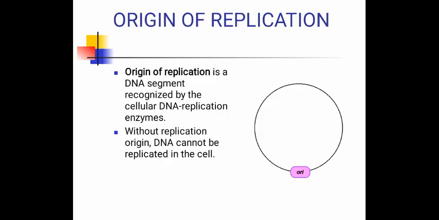Origin of replication. Origin of replication is a DNA segment recognized by the cellular DNA replication enzymes. Without a replication origin, DNA cannot be replicated in the cell.